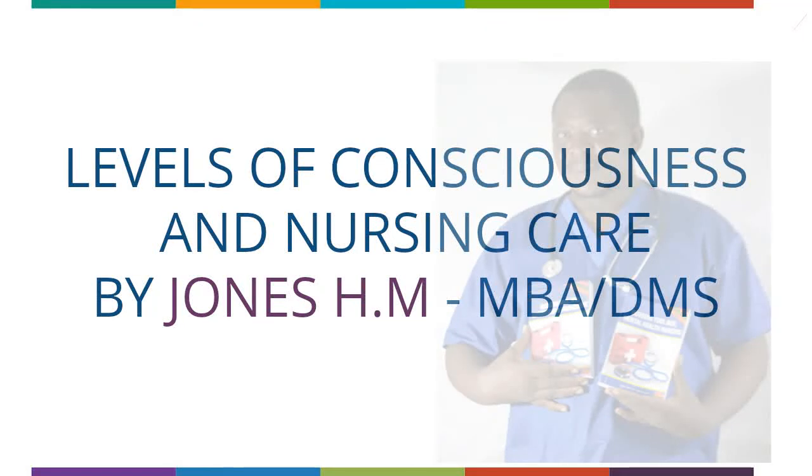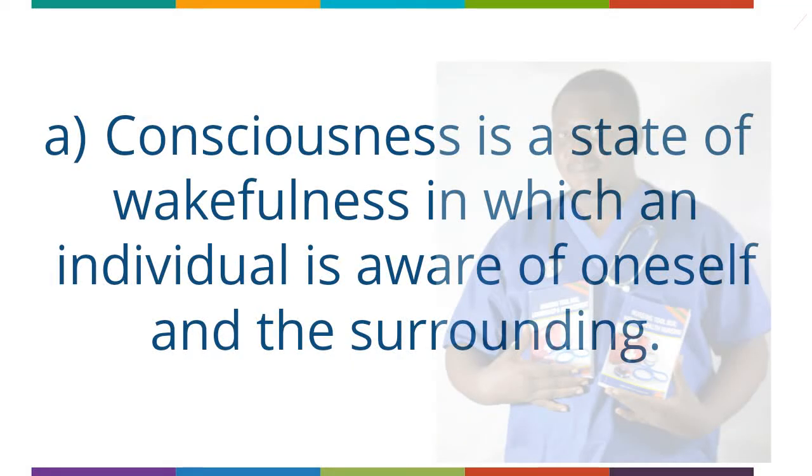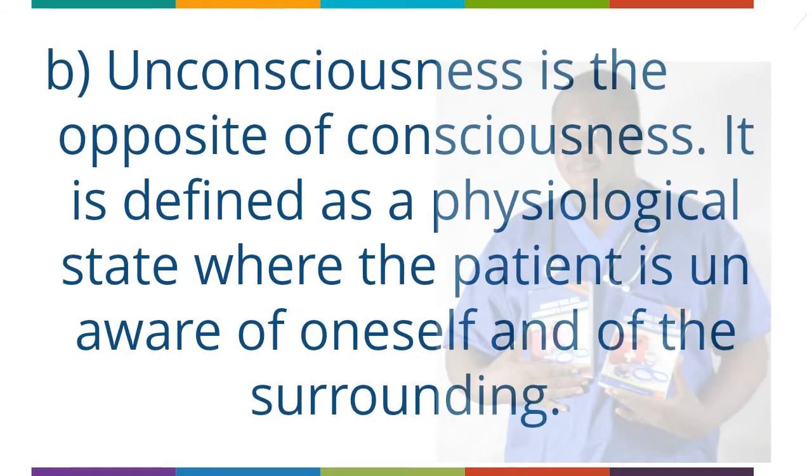Today, we look at levels of consciousness in nursing care. 1. Definitions. A. Consciousness is a state of wakefulness in which an individual is aware of oneself and the surrounding. B. Unconsciousness is the opposite of consciousness. It is defined as a physiological state where the patient is unaware of oneself and of the surrounding.